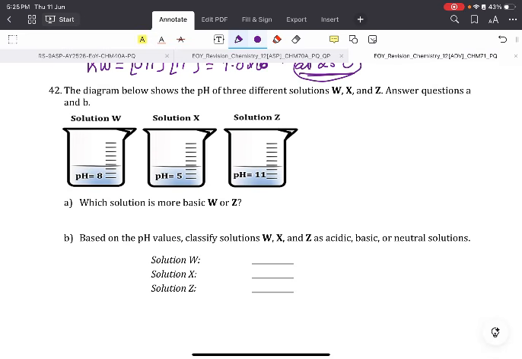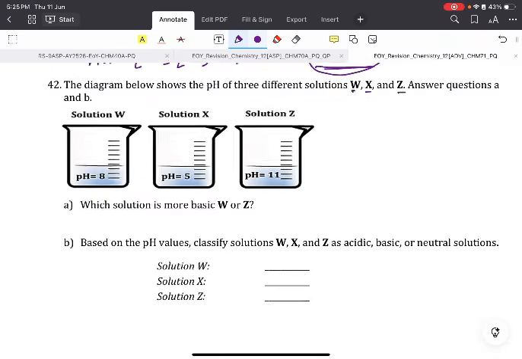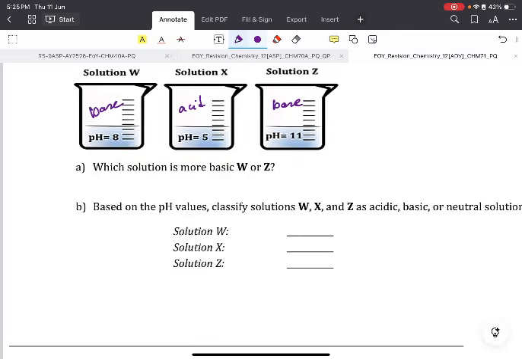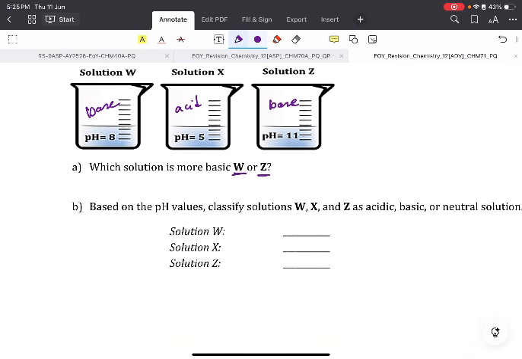The diagram below shows the pH of 3 different solutions, W, X, and Z. Answer the questions. Now, before I look at the questions, I have a pH above 7, that's a base. Below 7, that's an acid. Above 7, that's a base. Which solution is more basic, W or Z? Of course, we're gonna choose the one with higher pH. So it's gonna be solution Z.